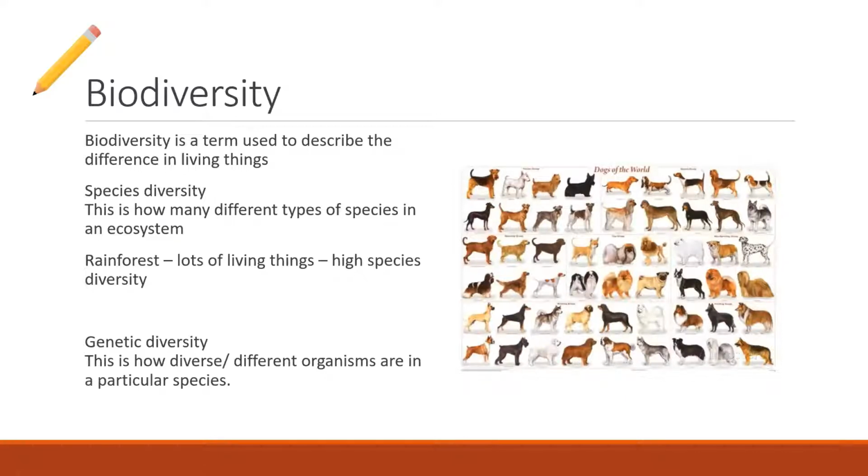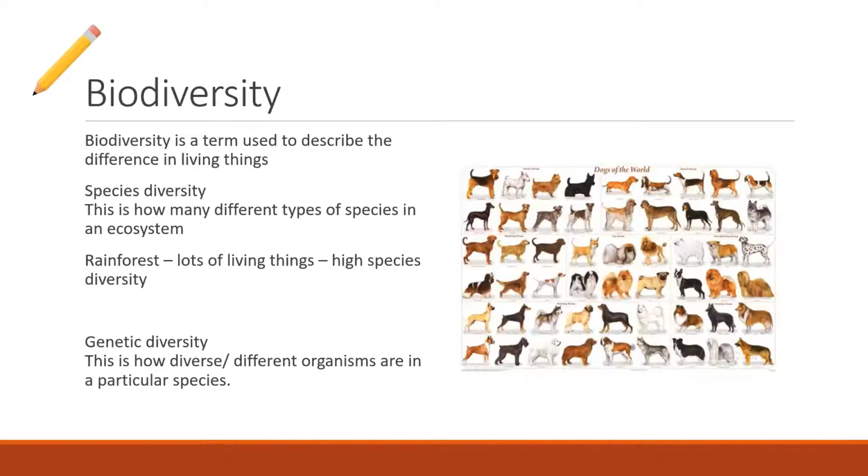The first one that we're going to talk about is species diversity. This is how many different types of species are in an ecosystem. A rainforest has lots of living things, so there's high species diversity. You've got fungus, trees, moss, ferns, frogs, lizards, beetles, birds, so many different things all living in the rainforest. So therefore there's a huge diversity of living things. There's a huge diversity of just life.